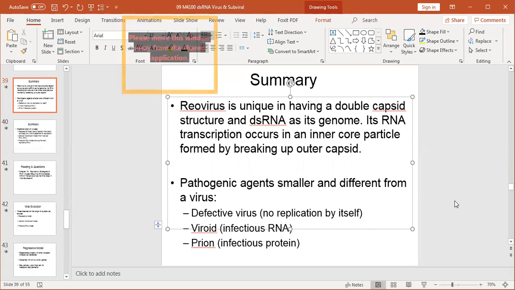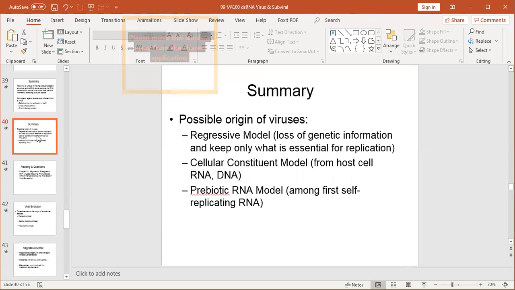There are some pathogenic agents that are smaller than a virus, and they're very different from a virus. These include defective viruses, incapable of replicating by themselves, viroids, infectious RNA molecules, and prions, or infectious protein molecules. I'm not going to go over the possible origins of viruses, etc. This would be the end of the lecture on double-stranded RNA viruses, lecture 9, and subvirals, actually.